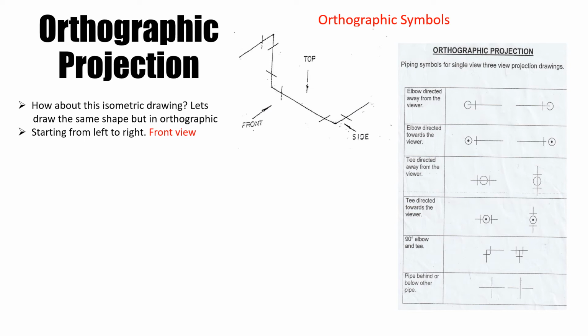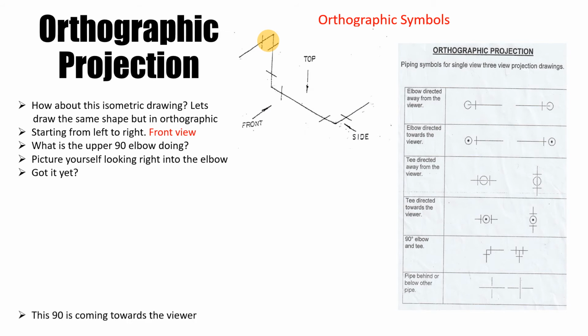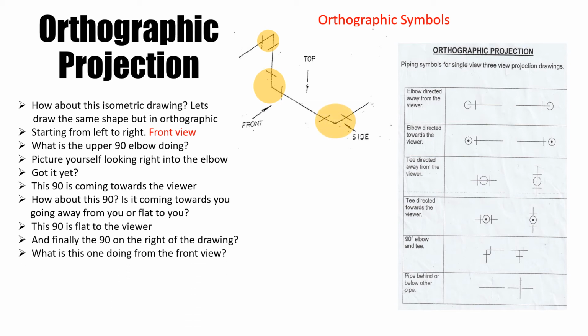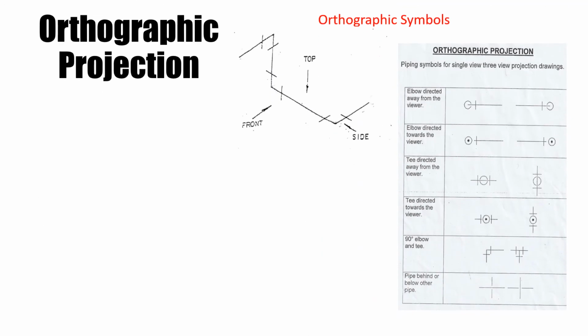So if you want, you can always pause things at this moment, try and scratch it out on a piece of paper, freehand it, and see if you get close to it. Because here it is. The upper 90 we know is coming towards you, right? The bottom 90 we've already said is flat. And finally, the 90 on the right of the drawing is going away from you. Okay, so tackle it here.